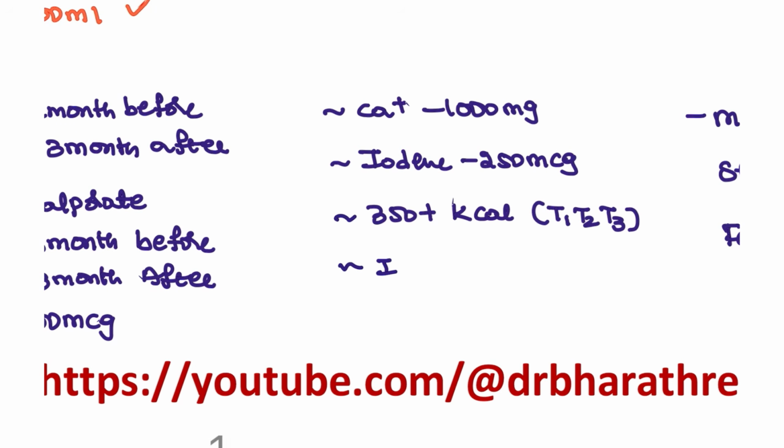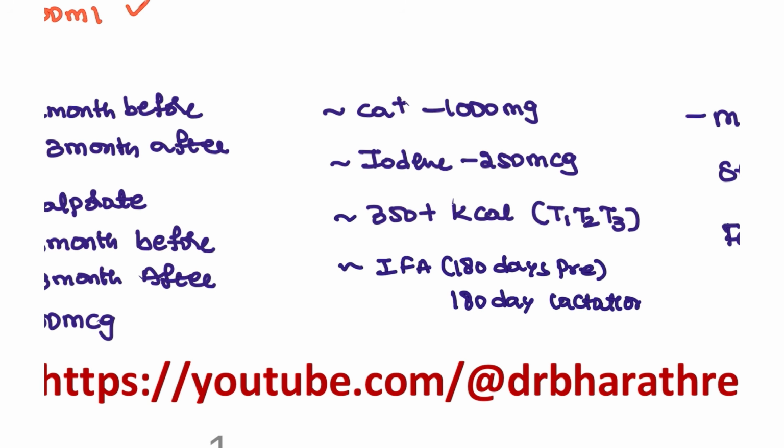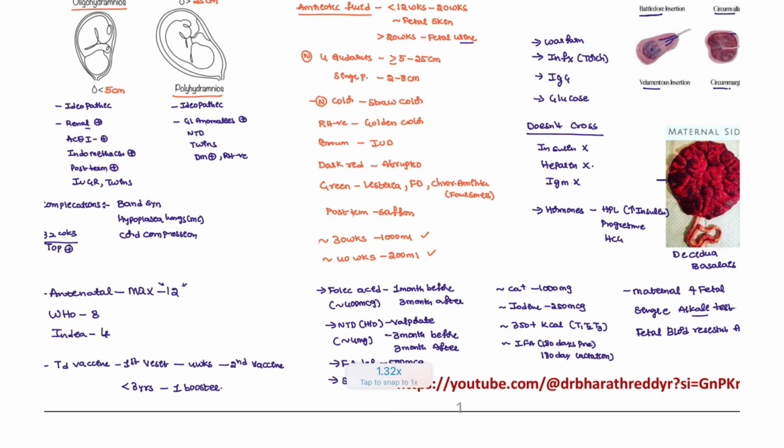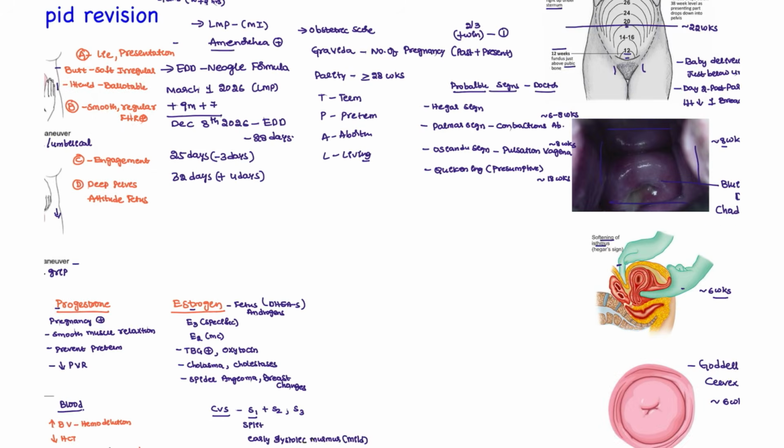And iron folic acid supplementation, at least 180 days of the pregnancy plus 180 days of the lactation period that we have to give for the mother. So these are the basic supplementations that we are going to give for this patient. Next, some of the ultrasound points that you have to remember. In the ultrasounds, how are we going to rely? Basically, we rely on the mother's LMP only.